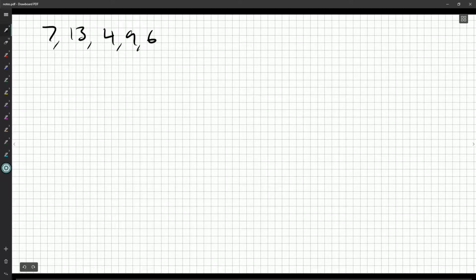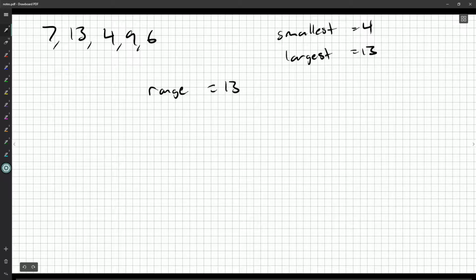7, 13, 4, then 9, then 6. Alright, so how would you explain yourself here? I would say smallest is 4, largest is 13, range is 13 minus 4, 9. I probably earned a mark, maybe 2 marks there, depending on the marking scheme.